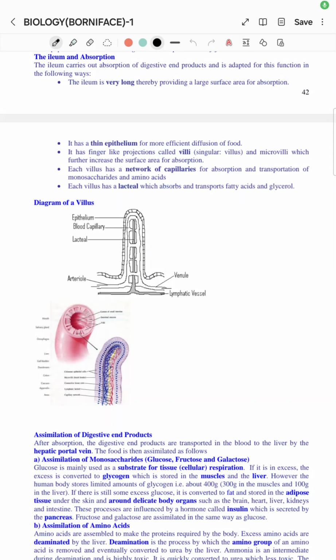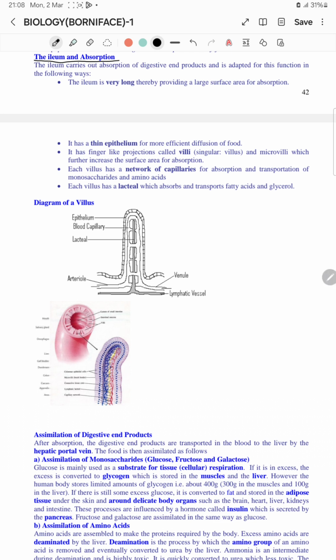So, what I was talking about was the ileum and absorption. Remember we said that there are three kinds of small intestines. We had looked at the duodenum and the jejunum. Now we want to look at the ileum. The ileum is the one which deals with absorption. The ileum carries out absorption of digestive end products.